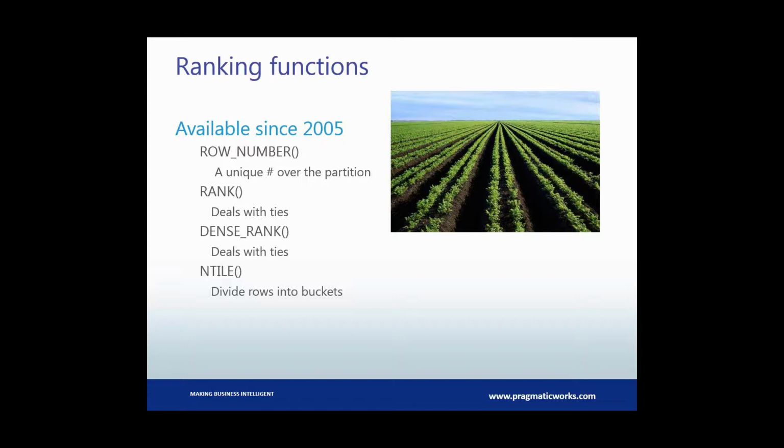Rank and dense rank are very similar to row number. However, the number that we get back is not necessarily unique, because if there's some tie in the data, some values that are the same that we're applying this to, we'll get some values repeated. And there's also a ranking function called ntile. Ntile allows you to divide rows up into buckets, and not quite the opposite of the others, but very different.